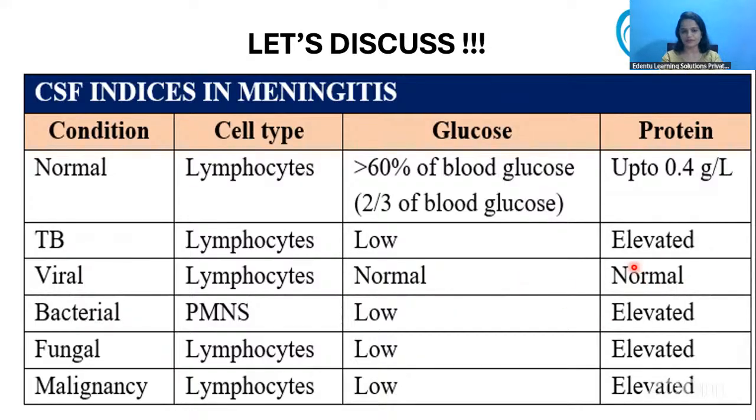So in the question, it was said that there is increased lymphocytes seen and the glucose and protein levels are normal. So we are going with viral meningitis.